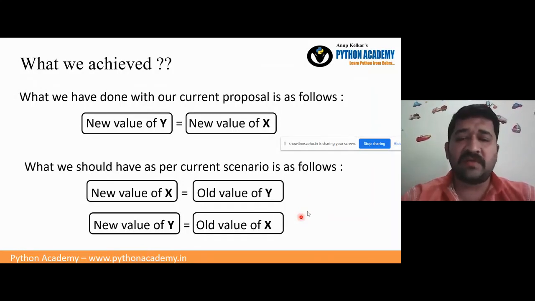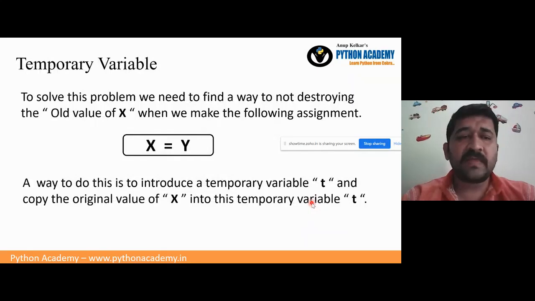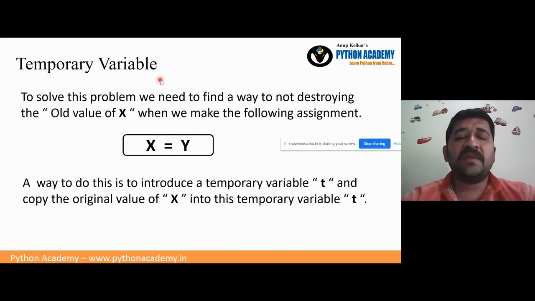So for this case which we are talking about, a temporary variable should come into the picture. To solve this problem, we need to find a way of not destroying the old value of x, which we have seen from the coding. So when we make the following assignment, x is equal to y, a way to do this is to introduce a temporary variable t.